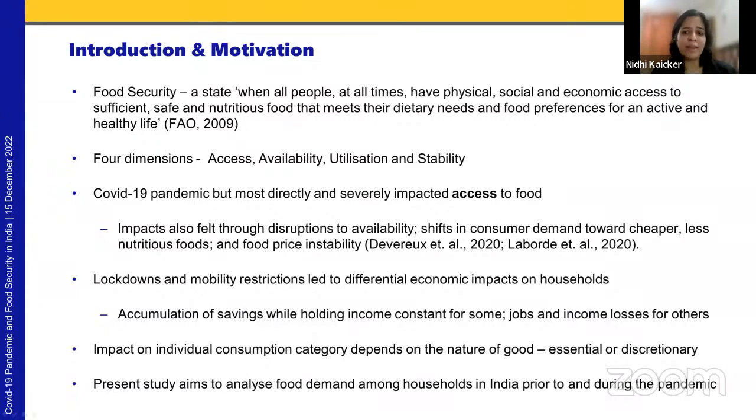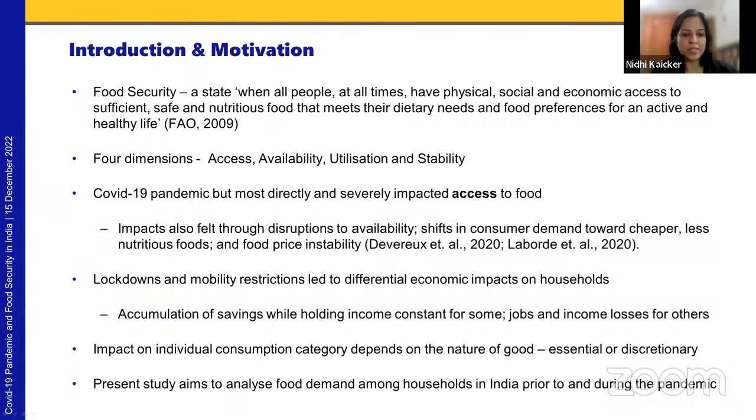Now, the COVID-19 pandemic largely began as a health emergency, but soon it translated into a full-blown economic and humanitarian crisis. And the pandemic has affected all the four pillars of food security. But most directly, it impacts access to food, even though the impacts are also felt through disruptions to availability, shifts in consumer demand towards cheaper, less nutritious foods, and food price instability.